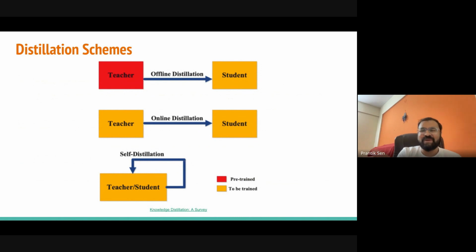Again, we go back to the same image, distillation schemes. Offline, the teacher is pre-trained, and the student is what is trained. And in the online and self distillation, they are basically trained together. In self distillation, teacher and student are the same model, and you basically optimize the performance and remove the redundancies.